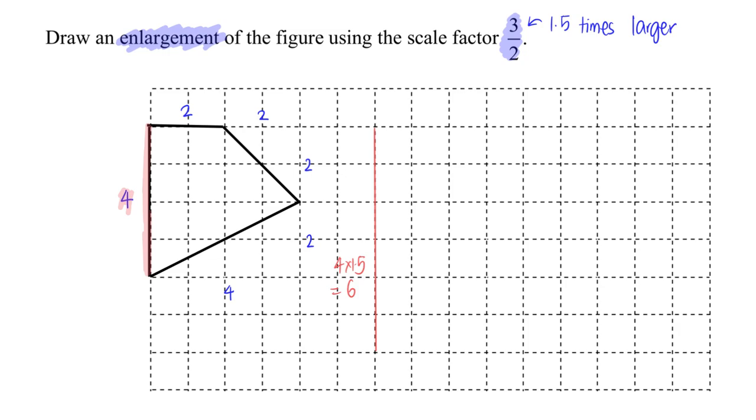Next, green color line on top is 2. So 2 times 1.5 is equals to 3. And therefore you will see Mr. Tan here drawing a straight line here, 1, 2, 3. Okay, and let's continue.